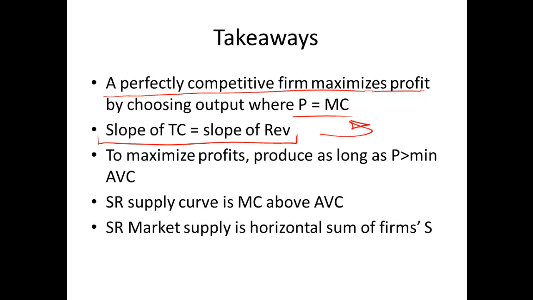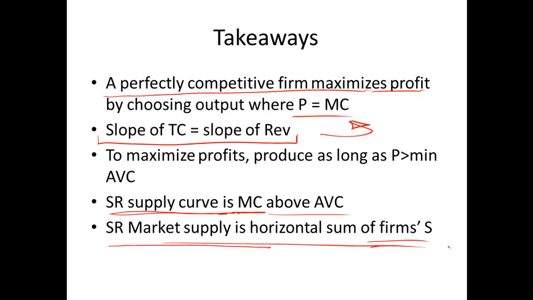Now, to maximize profits, a perfectly competitive firm should produce as long as P is above the minimum of average variable cost. So, somewhat counterintuitively, you might still want to produce with profits that are negative, because doing so leads to profits that are less negative than if you didn't produce. Next point is that the short-run firm supply curve is the MC, the marginal cost curve, above the minimum of average variable cost. And finally, the short-run market supply curve is the horizontal summation of the firms' supply curves.